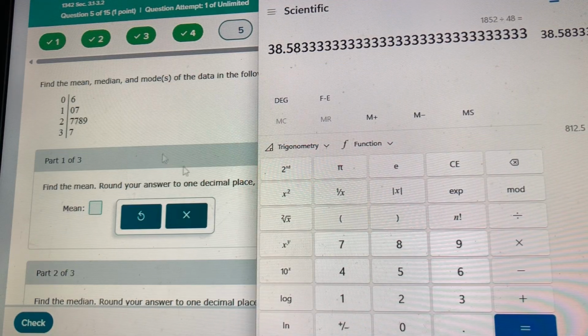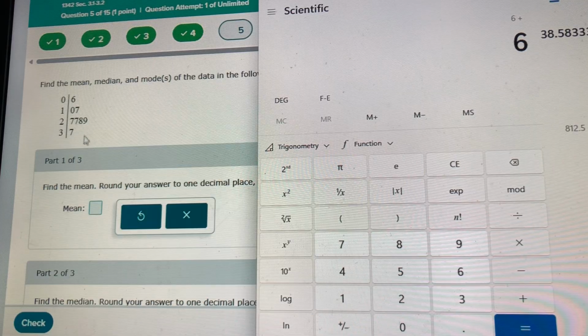The first person is 6. The second person is this 1, 0, which is 10. The third one is the 1, 7, which is 17. Then there's 4 people in the 20s. There's a 27, another 27, a 28, and a 29.